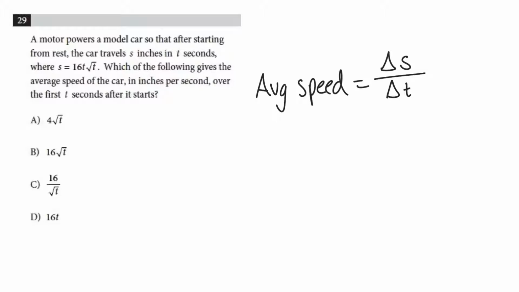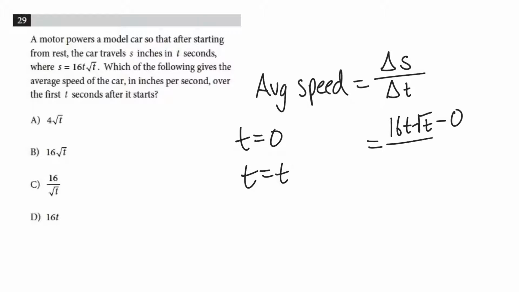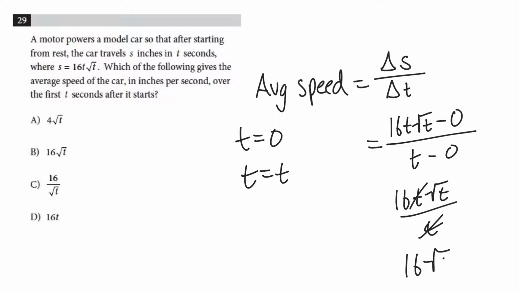Okay, so we need to know the change in position over the first t seconds. Well, we're going from t equals 0 to t equals t. So we're going to plug t into our position function, and that'll be 16t times root t, and then we'll plug in 0, which is just going to be 0. Right? And then we find the change in time, which is t minus 0. So that's going to be 16t root t over t, and then the t's cancel out. We just have 16 root t is the average speed. 16 root t, that's b.